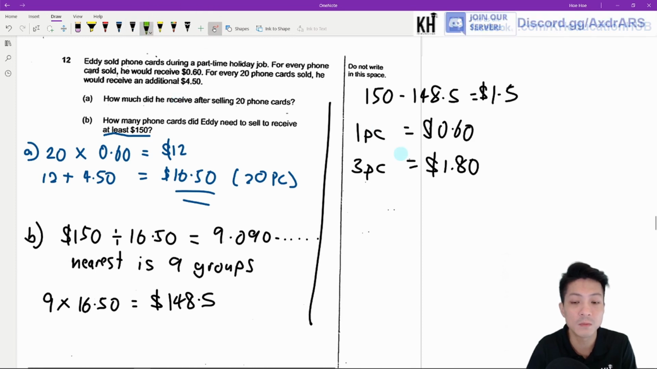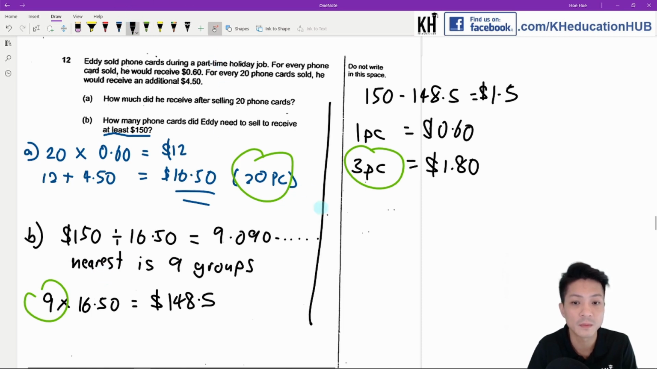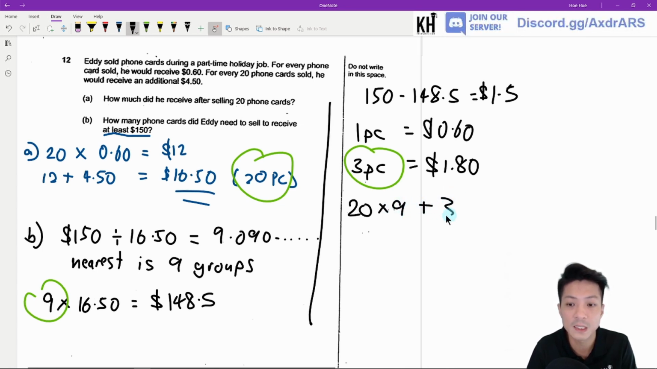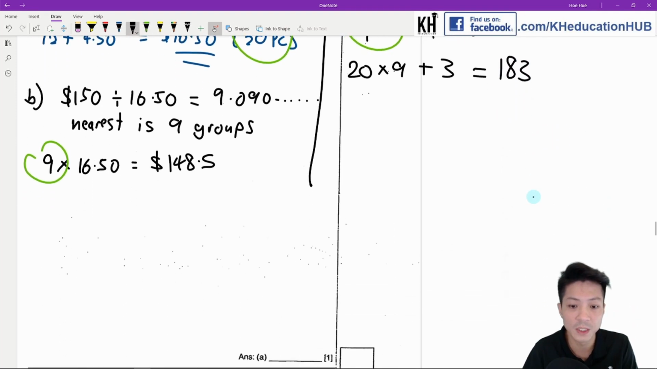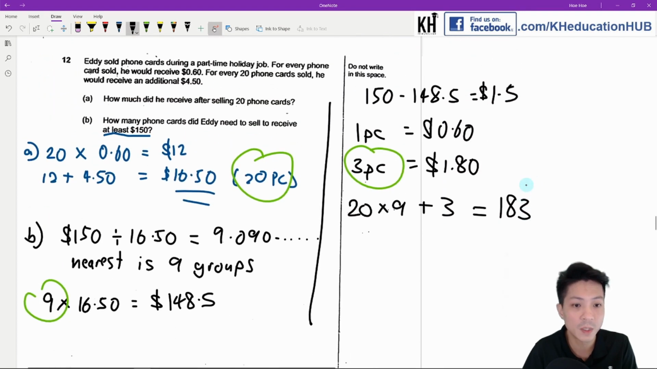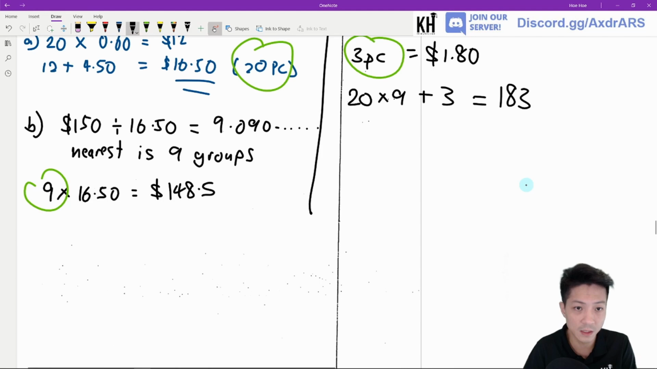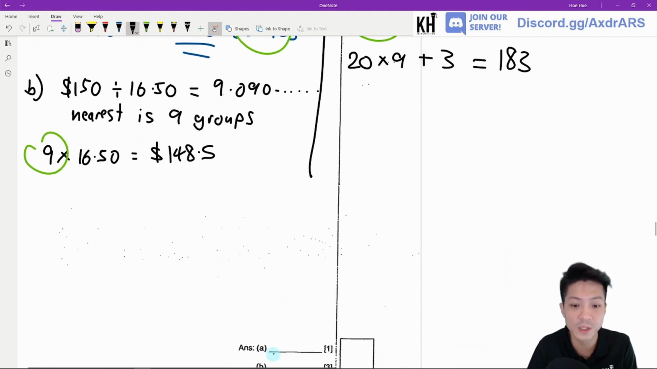So the total number of phone cards will be 3 plus another 20 times 9. Okay, because there are 9 groups. So it will be 20 times 9 because each group will have 20, and then I'm gonna plus another 3. Okay, 20 times 9 plus 3 will be 183. This will be the answer for this question. Part A is $16.50 and part B is 183.